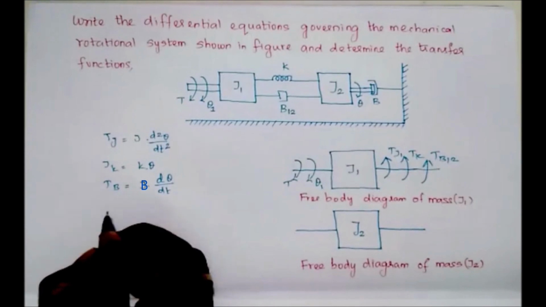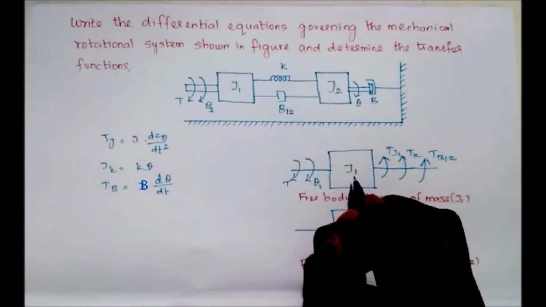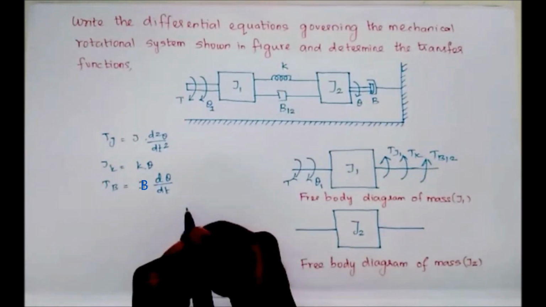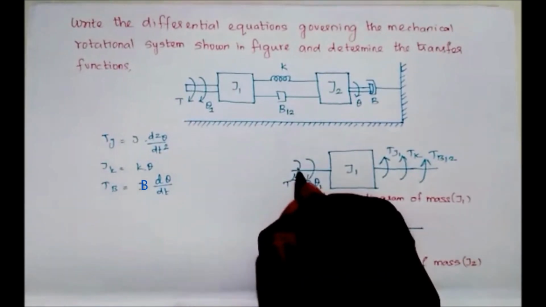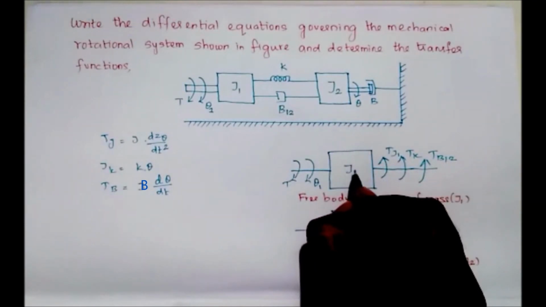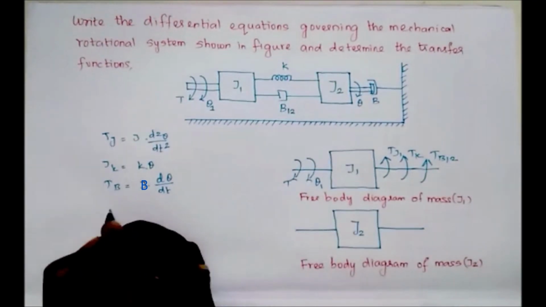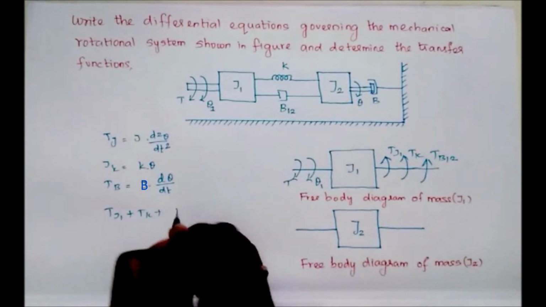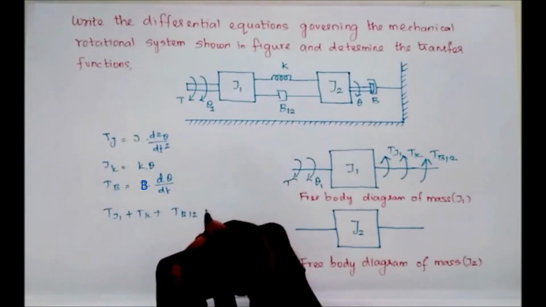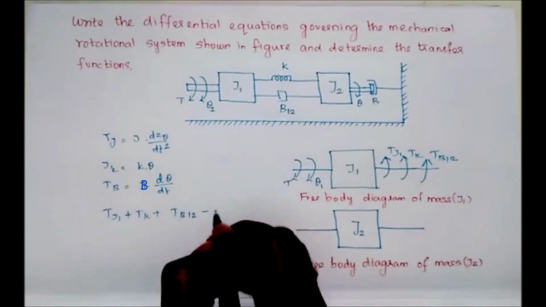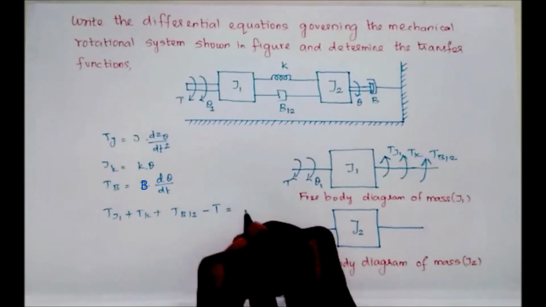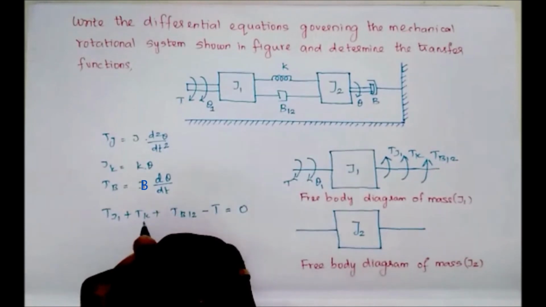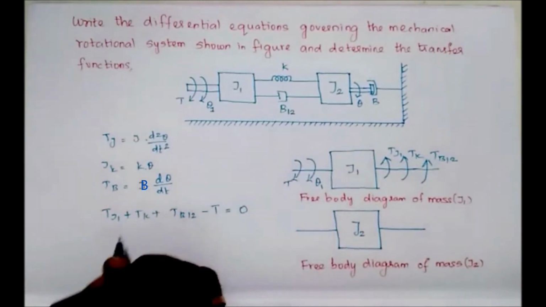So first we have to write the torque balance equation for this moment of inertia J1. What is the torque balance equation? The sum of torques acting on this moment of inertia equals 0. So here, the sum of torques Tj1 plus Tk plus Tb12 minus T, where these three are opposing torques and T is the applied torque, equals 0. Now we have to substitute Tj1, Tk, Tb12 into this equation.